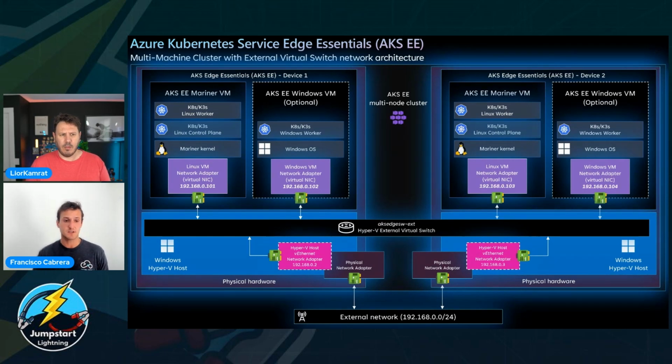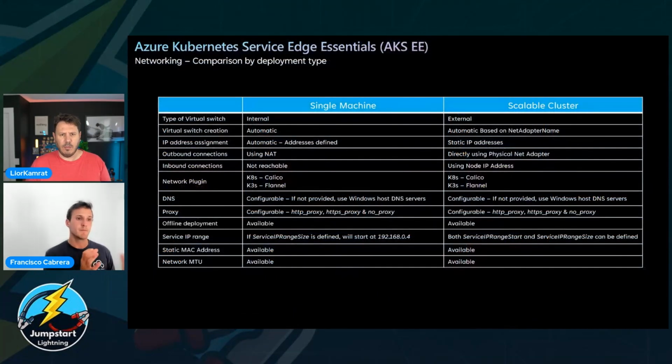Let's go ahead and do a comparison between single machine clusters and scalable clusters. All right, that's a good table. Yeah, let's go over that. So we already talked about the type of virtual switch. When we do single machine, that's an internal virtual switch. For scalable cluster, we're doing external.